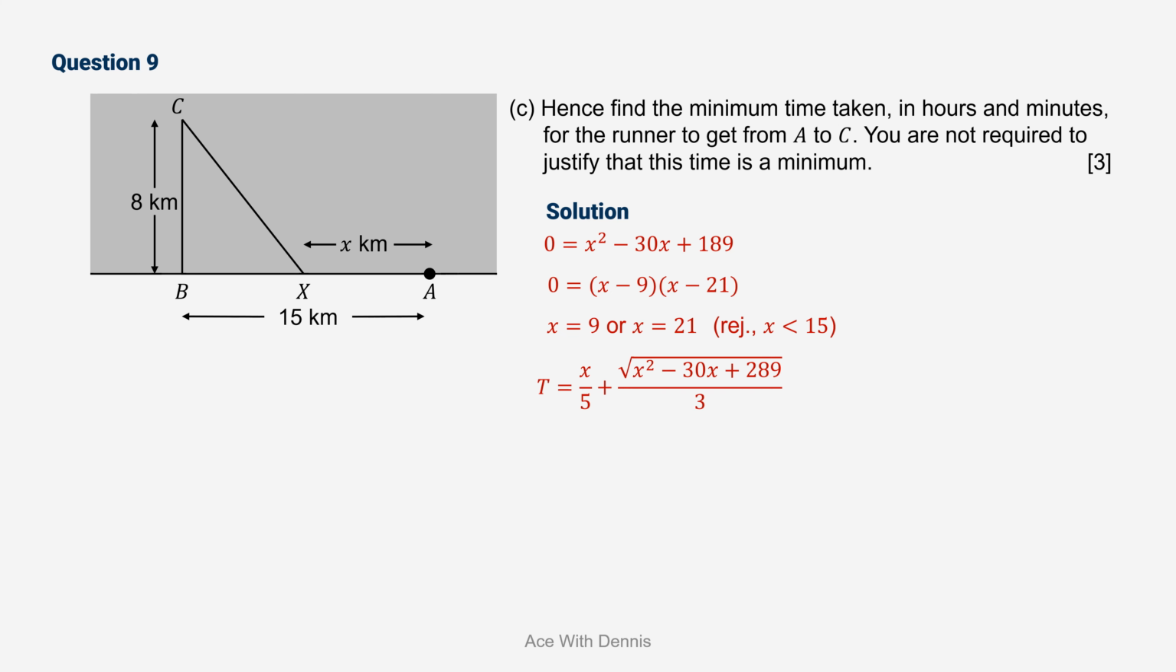Now we can calculate the t value, or the total time taken, which is x over 5 plus square root of x squared minus 30x plus 289 over 3. Substitute x equals 9. We get 9 over 5 plus square root of 9 squared minus 30 times 9 plus 289 over 3. And we'll get 5 and 2 over 15 hours. Then we convert it to hours and minutes, which is 5 hours and 8 minutes.